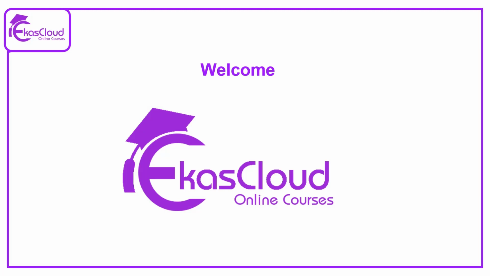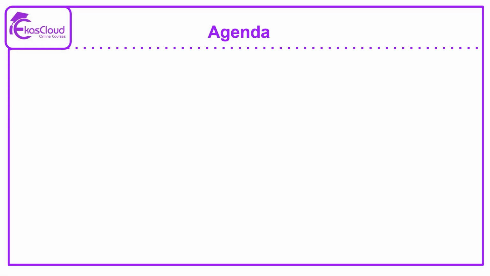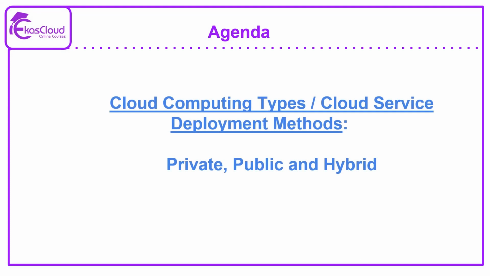Welcome guys. Today we will have a look at the various cloud computing types or the cloud service deployment methods. The main ones are private, public and hybrid cloud. Now an organization would adopt a cloud service deployment method depending upon its individual requirements and a host of other factors.